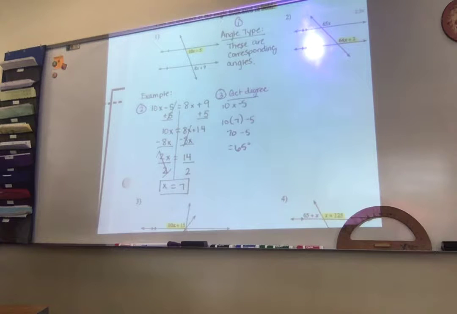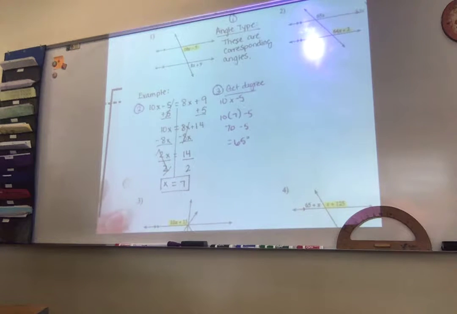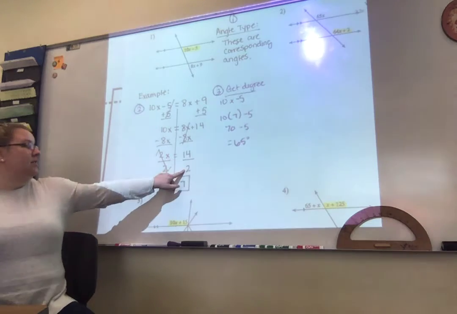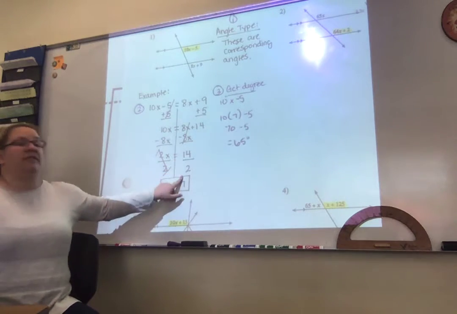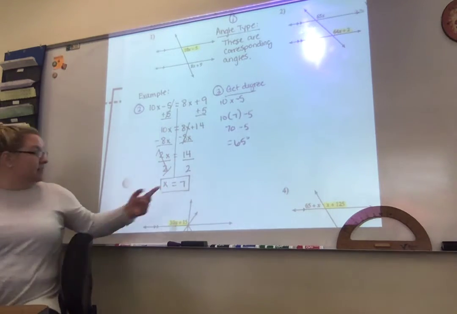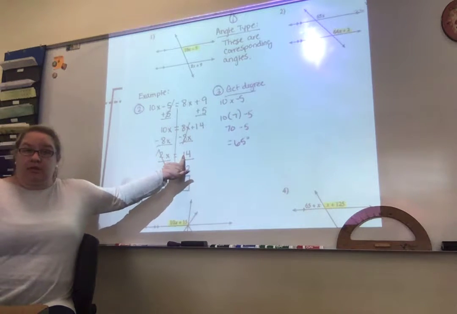Wait, how did we get 7 for the first one? Do you see how I did the work all on the left right here? Yeah, but I see a 2 on that side. Does 2 go into 14 7 times? 14 divided by 2 is equal to 7, because 7 times 2 equals 14.